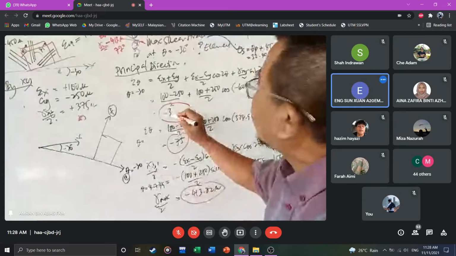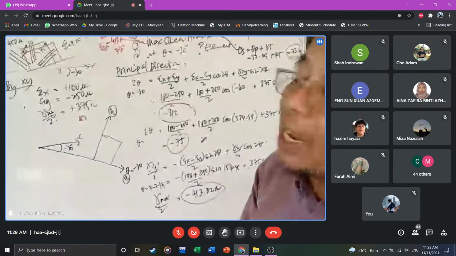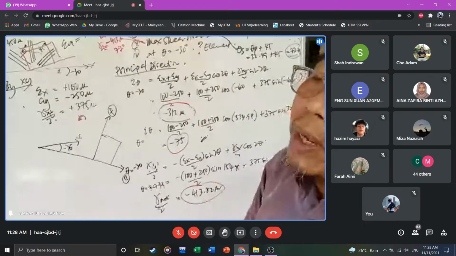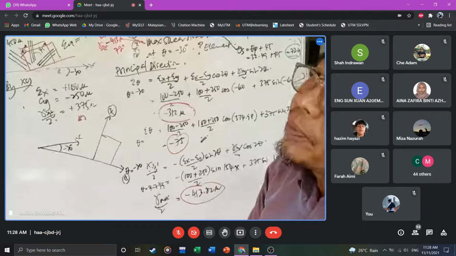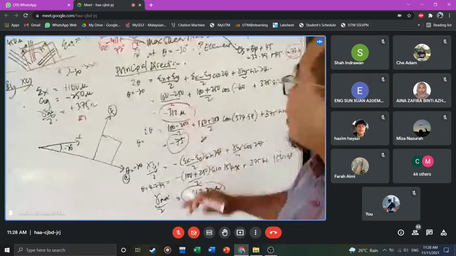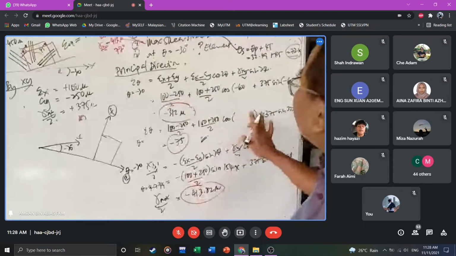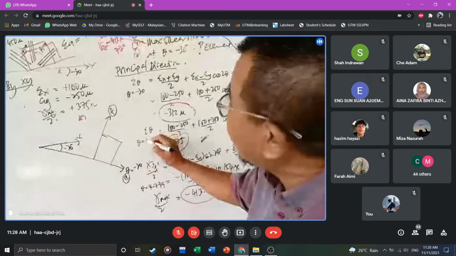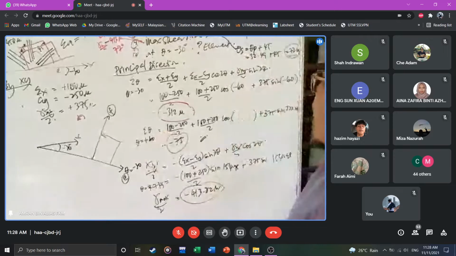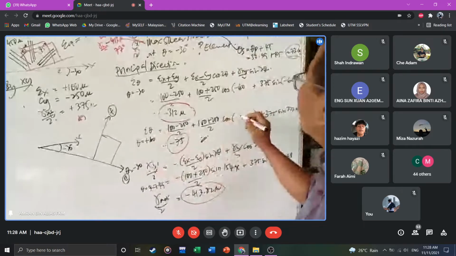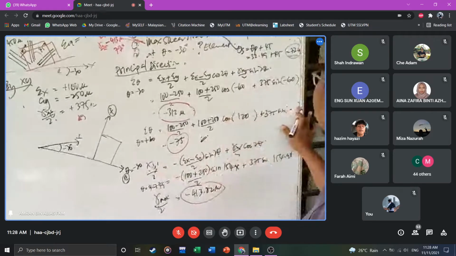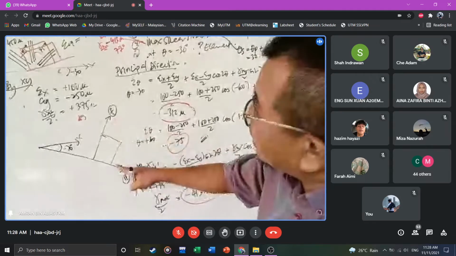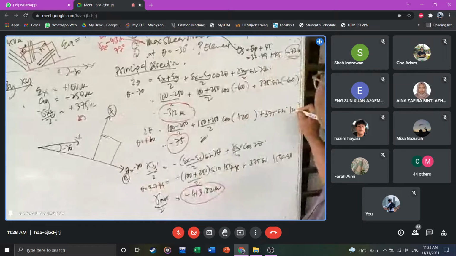312.26. 312. Okay, somebody else? Confirm it. Same, okay. Go to the second one. So the angle now is what? Minus 30 plus 90 is positive 60. 60 times 2, 120. This is not minus anymore. This is positive now. Because E and F, 120.